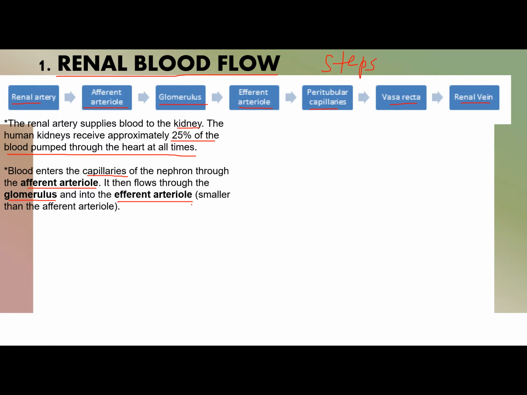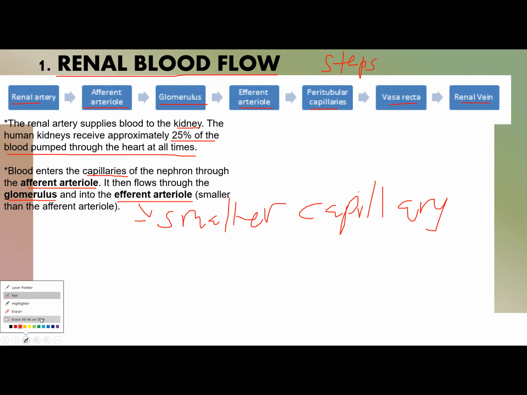Now, sir, how do we differentiate afferent from efferent? Take note of this class. Smaller ang efferent arteriole nyo. So let me repeat. Efferent arteriole is smaller. So mas maliit siya na capillary. This is a smaller capillary compared to your afferent arteriole. So that's one way to differentiate them.